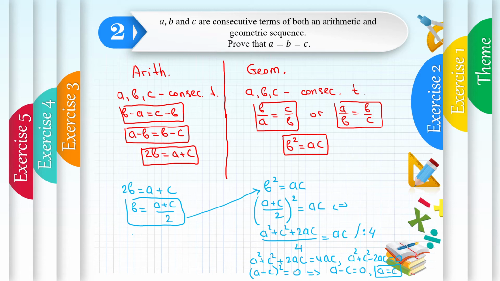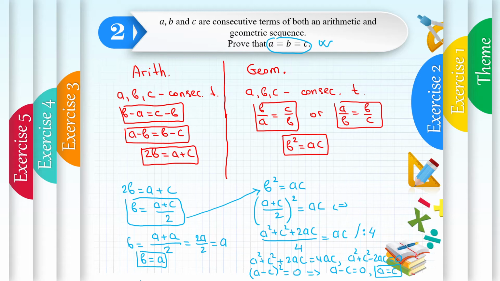Now, going back, b is equal to (a plus c) over 2, and having that a is equal to c, we have that b is equal to a plus a. Instead of c, we can put the value a, because a is equal to c, so we will have that b is equal to (a plus a) over 2, which is 2a over 2, which is a. So we have that b is equal to a. So because a is equal to c and b is equal to a, we prove that a is equal to b and is equal to c.